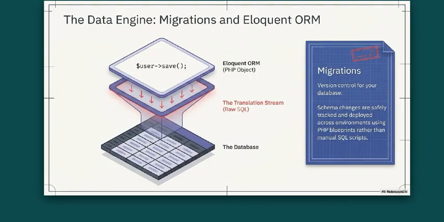In raw SQL, you might write a string literal in your code that looks like: select from users inner join orders on users.id = orders.user_id, where users.email = 'test@test.com'. It looks a bit like algebraic gibberish. It is highly specific syntax.